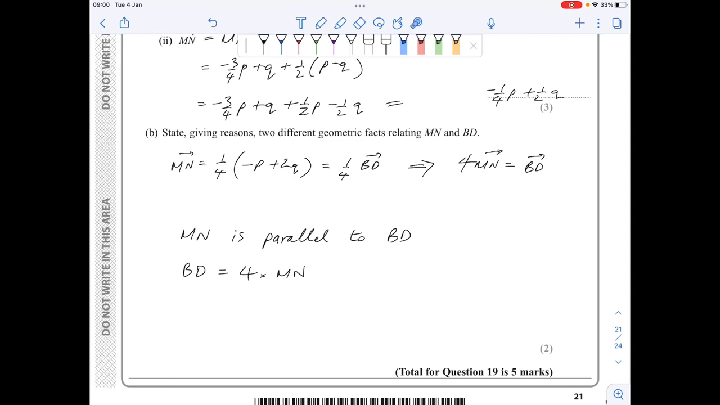Note that in part B, I don't have any arrows above MN and BD because I'm referring to the line segments and not the vectors.